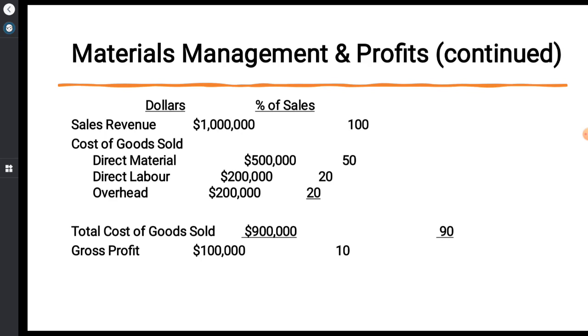in the materials department, we were able to cut our direct materials by 10% and cut direct labor by 5%, the improvement in profit would be how much? Let's calculate that together.